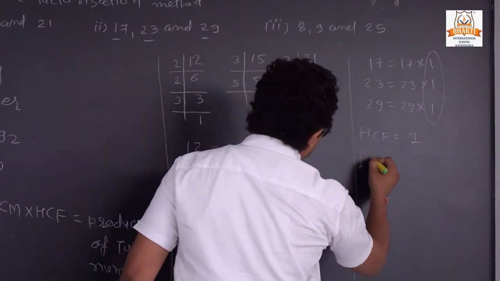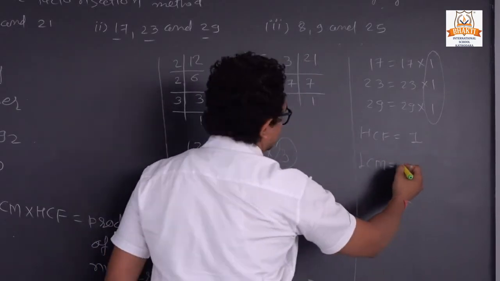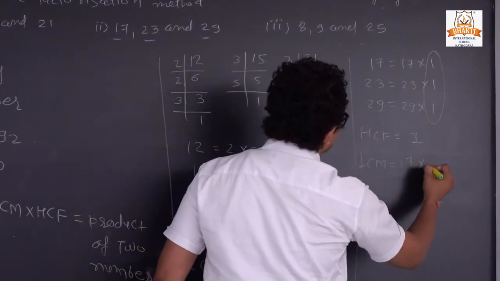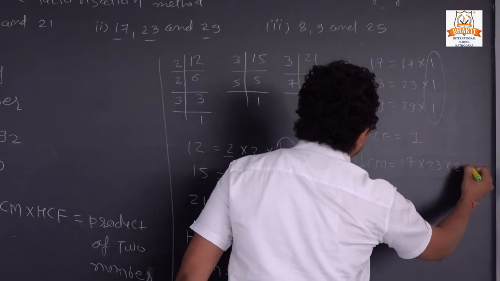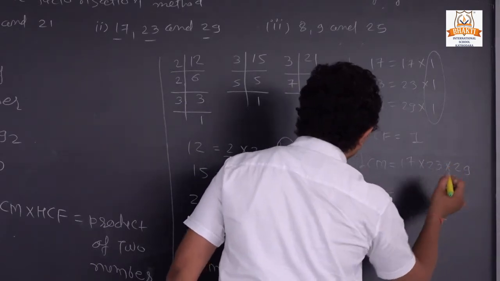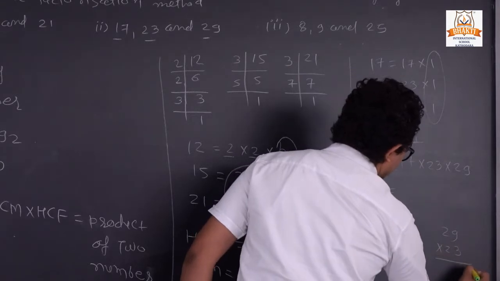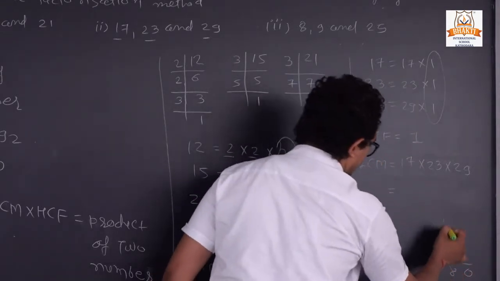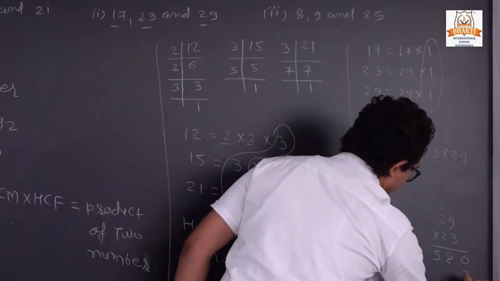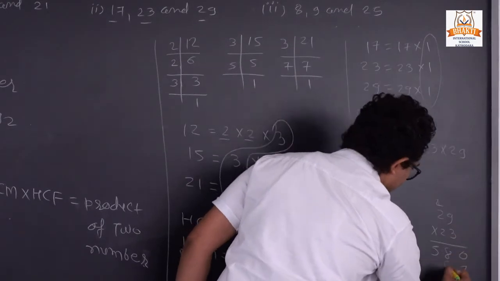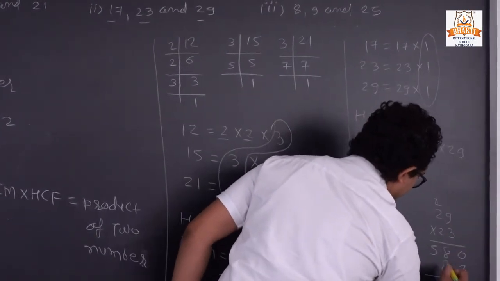Now we can find also its LCM. So what is its LCM? 17 into 23 into 29. So first of all we can multiply these two numbers. So 29 into 23. So 9 2s are 18, 1. So it will be 5, 7, 2, 6 2 8, 7 16 1.